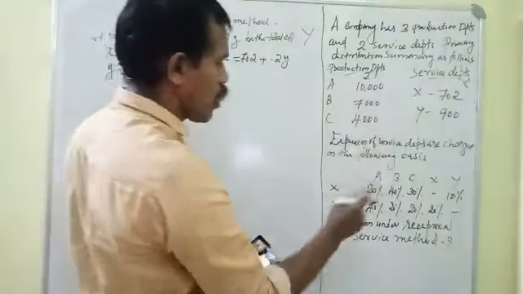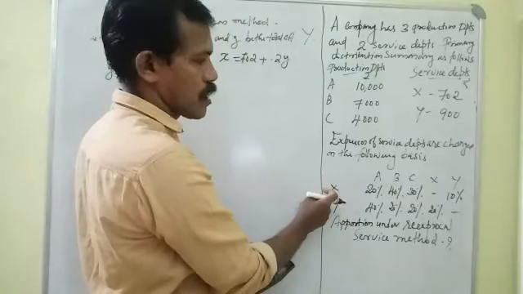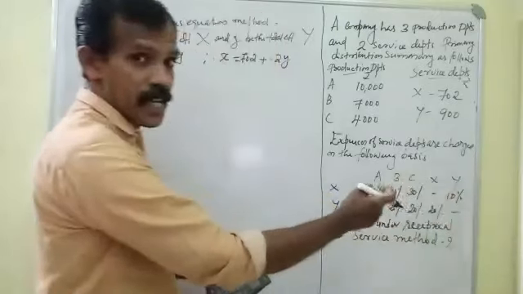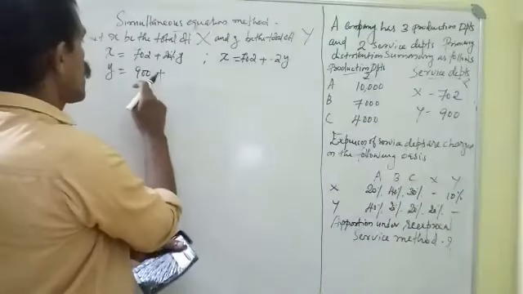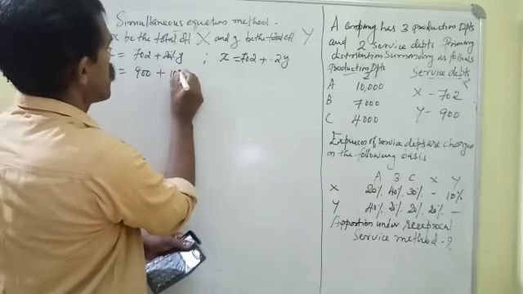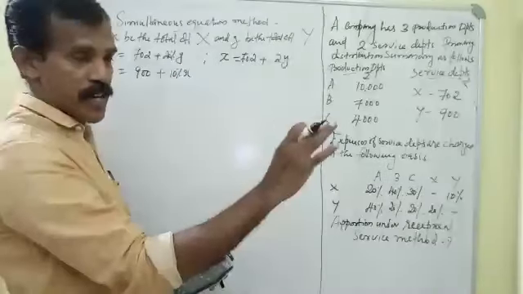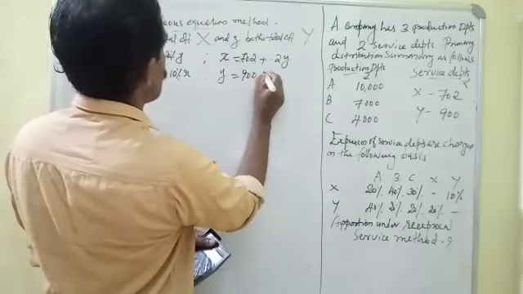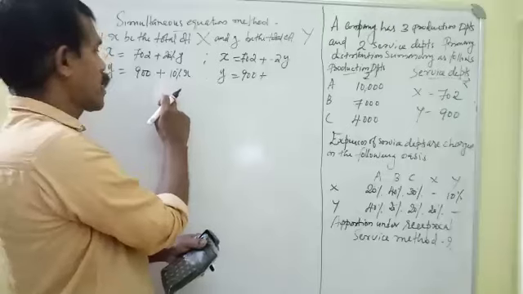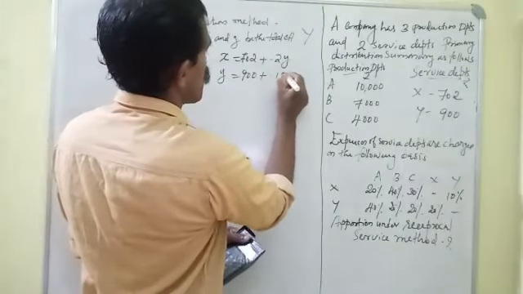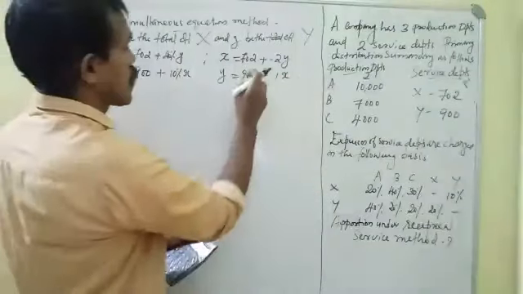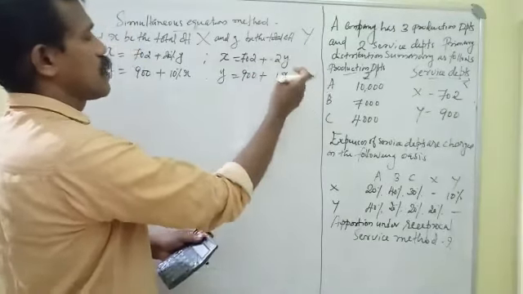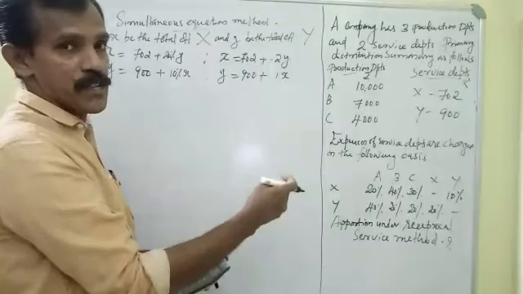Then Y is equal to the total overhead, already given by the primary distribution summary, 900 plus, at the time of distribution of overhead of X, 10% goes to Y. So 900 plus 10% of X. I rewrite this formula: Y is equal to 900 plus 10 divided by 100, that is equal to 0.1 X. Then here we have 0.2 and 0.1. We have to remove the decimal points from here. For it, we multiply both these equations by 10.